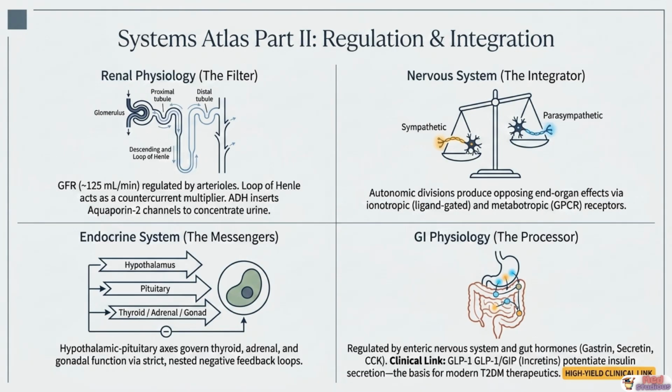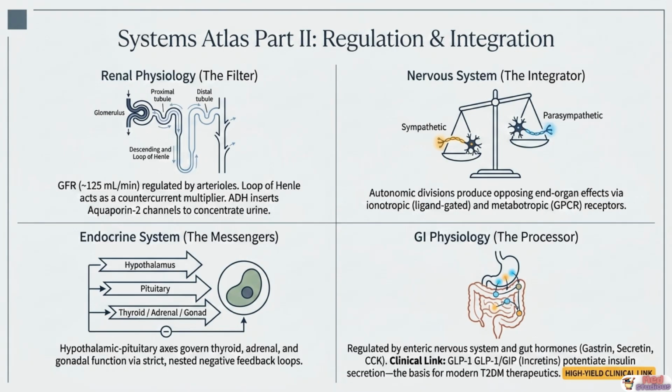When the body is dehydrated, antidiuretic hormone acts on the collecting duct, inserting aquaporin 2 channels to concentrate urine and conserve water. The nervous system acts as the master integrator, split into sympathetic and parasympathetic divisions that exert opposing effects using ionotropic and metabotropic receptors.